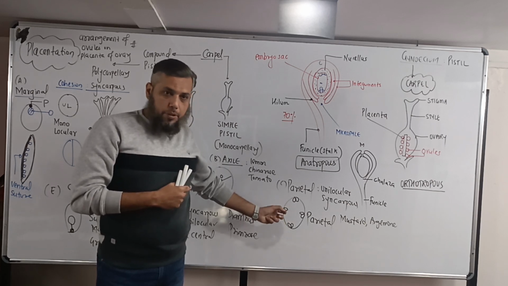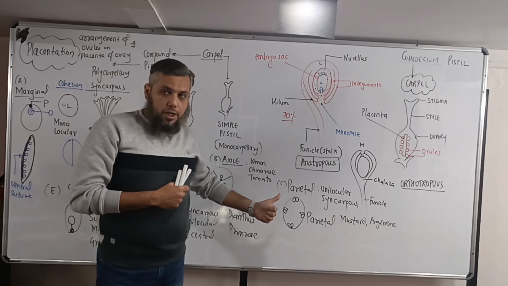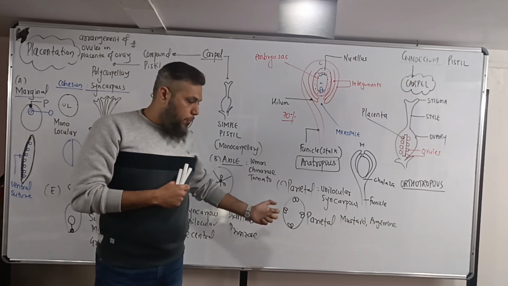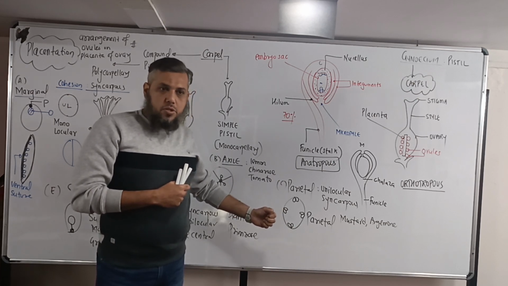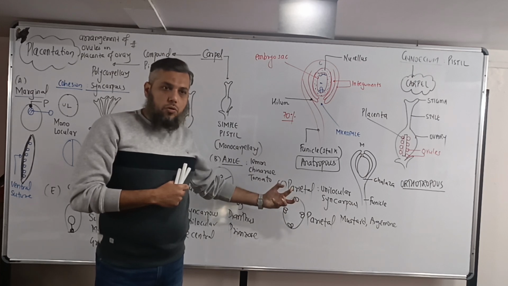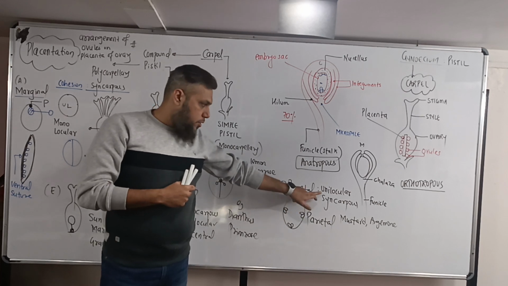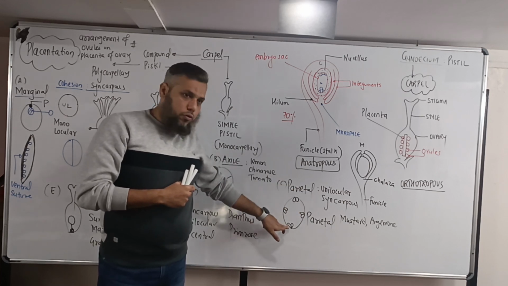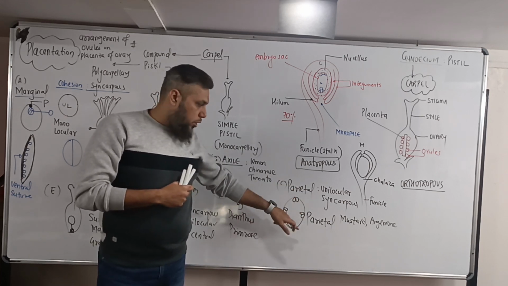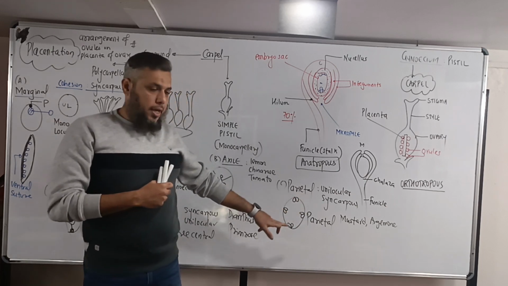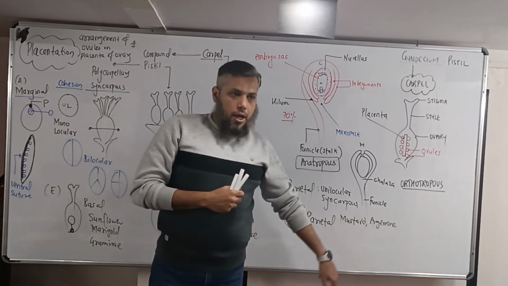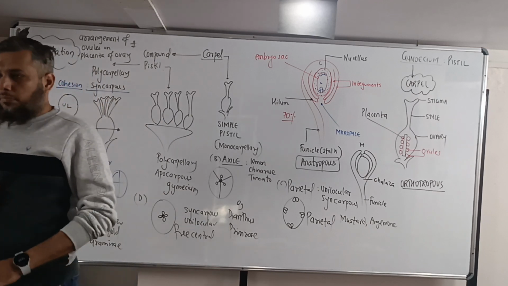And how is the condition? First, tell me about the carpel. Is it monocarpellary or polycarpellary? Polycarpellary. Apocarpous or syncarpous? Syncarpous. Syncarpous means all the carpels fuse, so how many compartments are there? One. So it is unilocular. And where are the ovules present? In the periphery. So that will be called what? Parietal. Examples would be mustard and argemone.